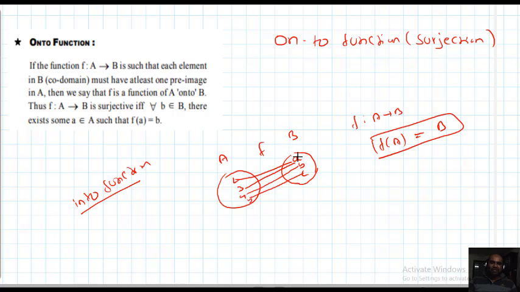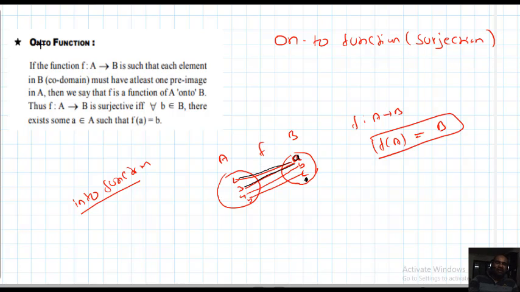Another way also you can say that the elements in codomain have pre-images. 1 is 2 and 3. B has a pre-image, C has a pre-image. For example, D is taken. D doesn't have any pre-image in A, so that's why it is not onto. In other words, every element of codomain should have a pre-image in domain. Then the function is called onto function.